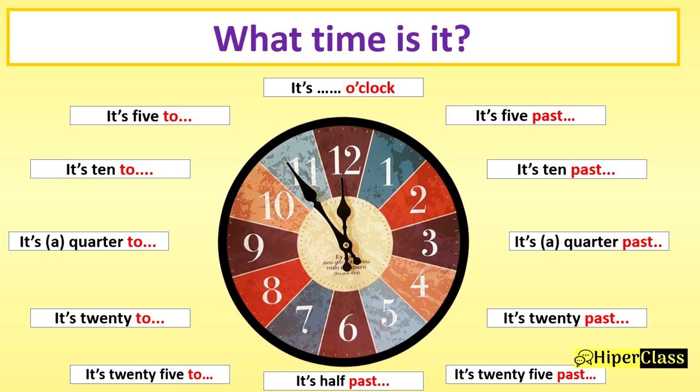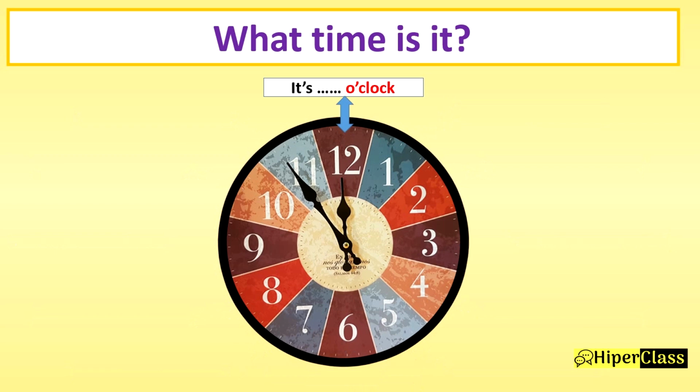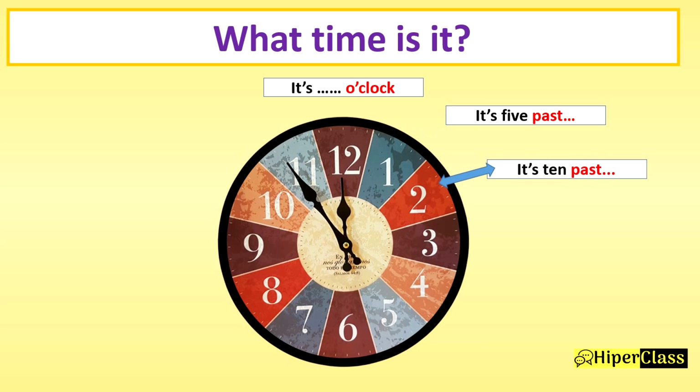Cuando hablamos de la hora en su método formal, aquí tenemos algunos ejemplos de oraciones que podemos utilizar dependiendo de la hora en la que se encuentran las manecillas. Por ejemplo, cuando se encuentra en el número 12, decimos o'clock. Cuando se encuentra en el número 1, decimos it's 5 past o 5 pasados de. Cuando la manecilla se encuentra en el número 2, decimos it's 10 past o 10 minutos pasados de.